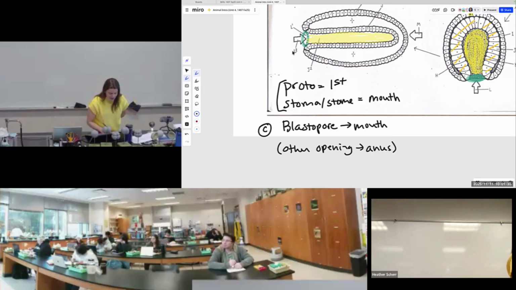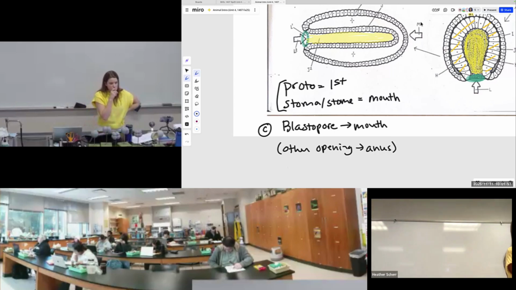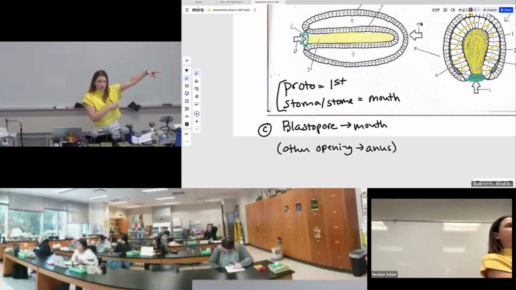So in the end, would L2 arrow or would A arrow become the mouth in the protostomy type development? L2 on the left or A, or excuse me, that's not A, that's M. No, M on the right. If we have the first opening being the mouth, the blastopore becomes the mouth. L, do you see how the blastopore is the green thing, right?